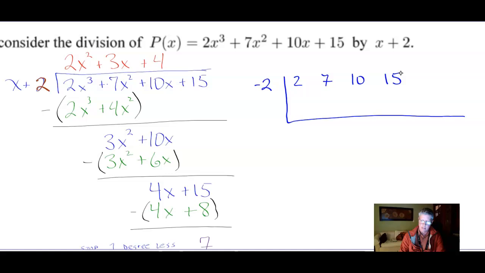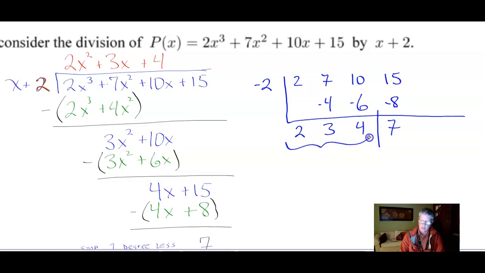Okay, so you add the 2. I don't write a 0, so sorry. If you want to, you can. I just kind of pull that down. A negative 4, negative 2 times 2 is negative 4. Add them, 3. Multiply negative 6, add them, 4. Negative 8, add them. I like to put a line there, so that's 7.